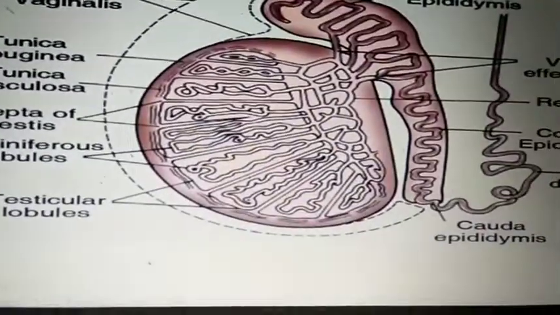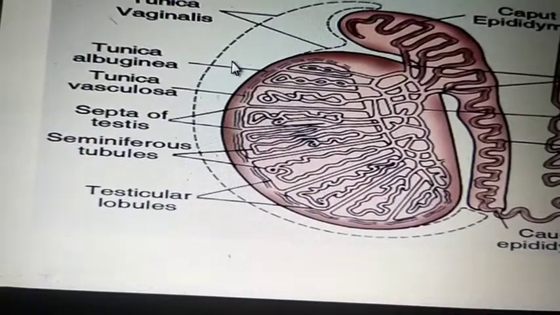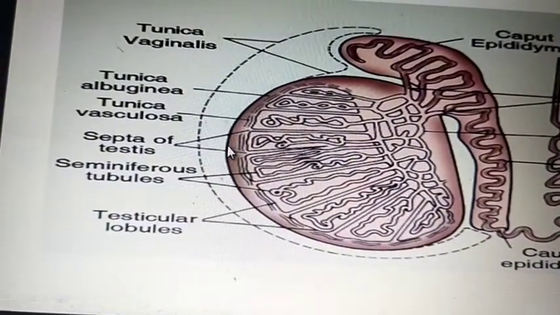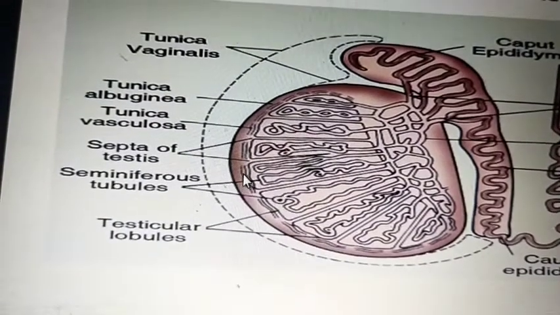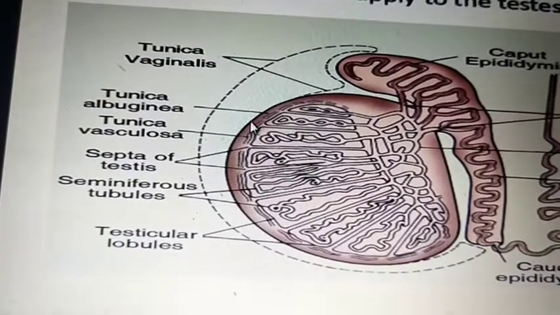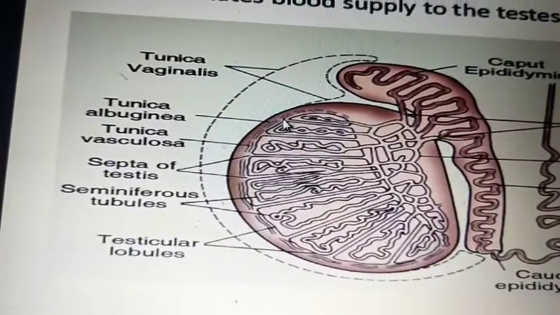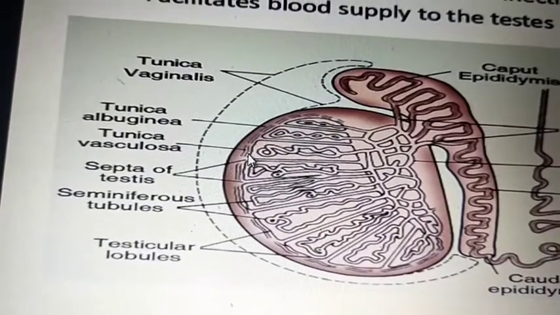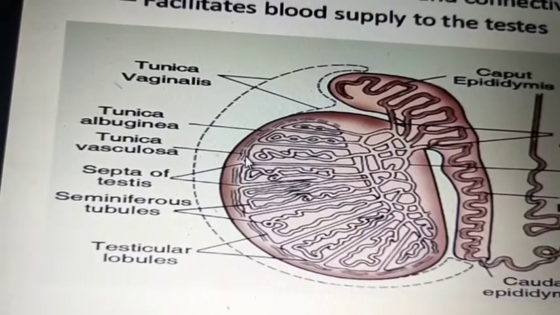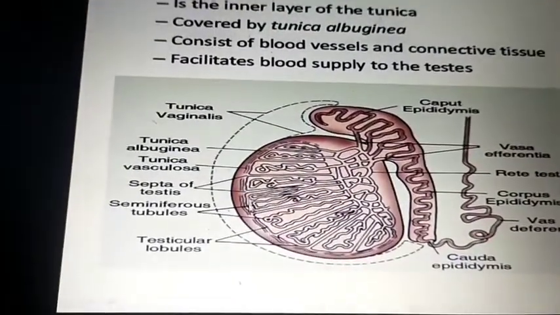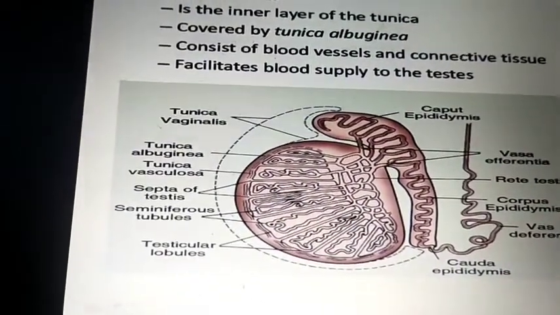You can see here in this picture. This is the parietal layer of the tunica vaginalis, this is the visceral layer of the tunica vaginalis. Here you can see this one is the tunica albuginea. And the innermost layer, this one, is the tunica vasculosa, which contains the blood vessels.